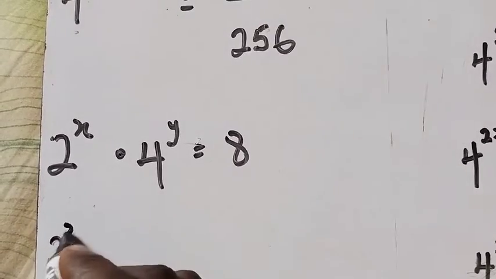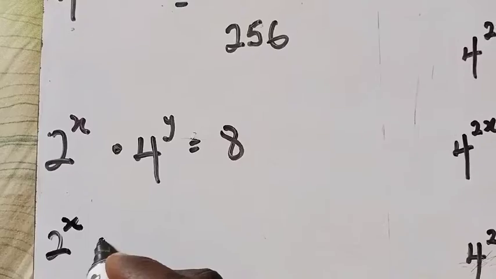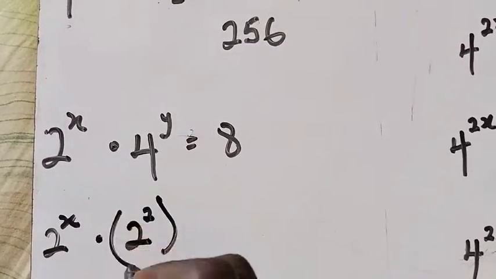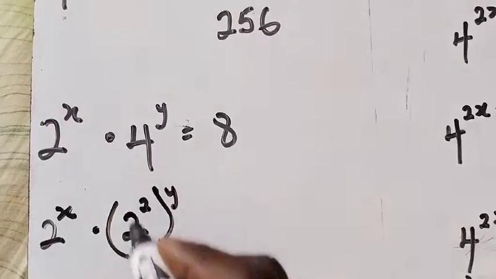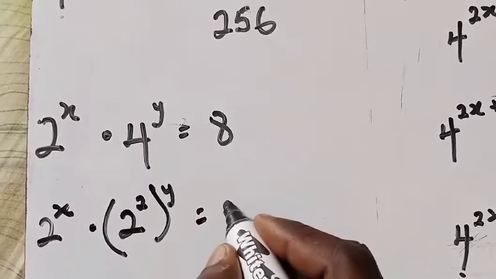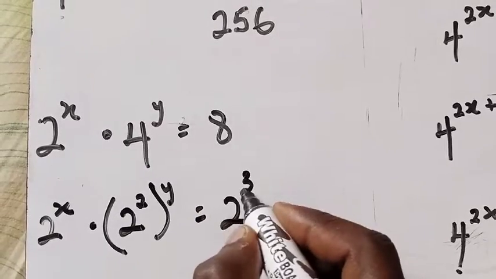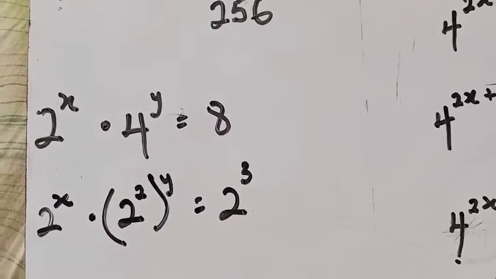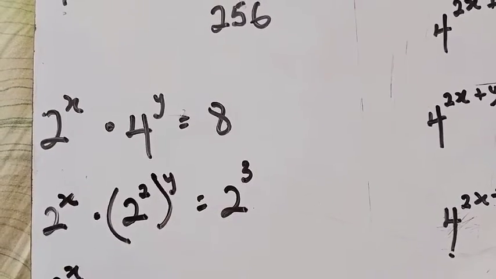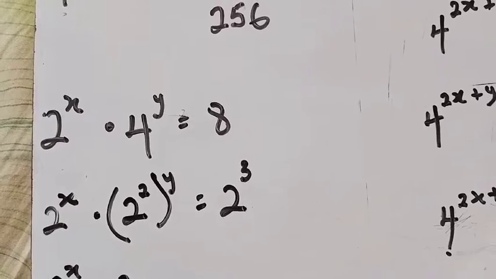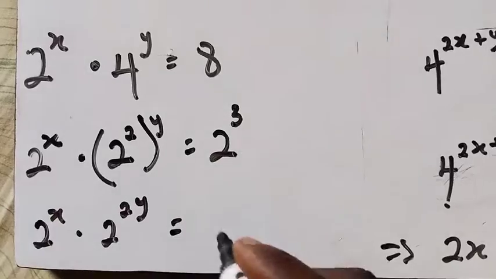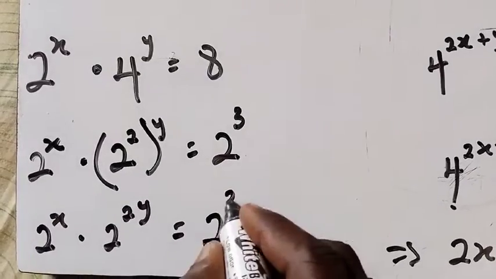You can easily reduce this: that's 2 exponent x multiplied by what? This 4 here can be written as 2 raised to the power 2, right? Remember, there's y here. Is that okay? The 4 here just tends to be 2 exponent 2. That is equal to, here it will be 2 raised to the power 3, right? Now here you can see that the exponents are multiplied. So here we have 2 exponent x, dot, 2 raised to the power 2y, and then that is equal to 2 raised to the power 3.